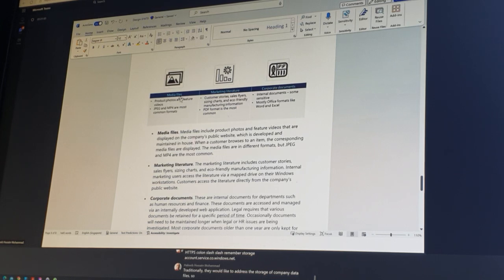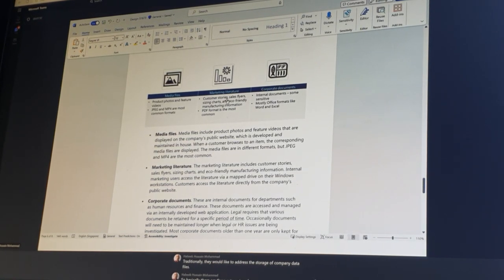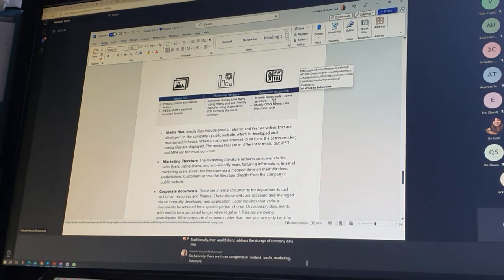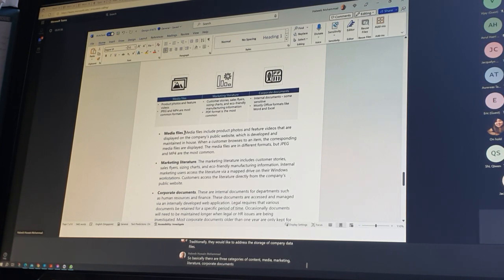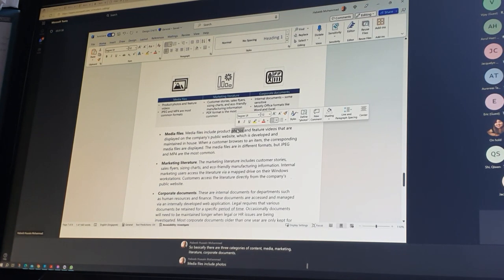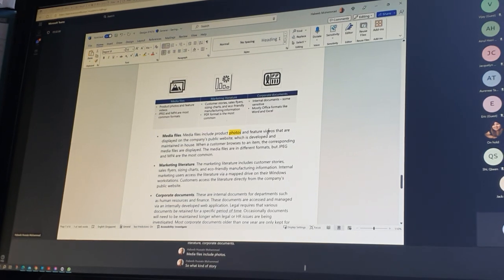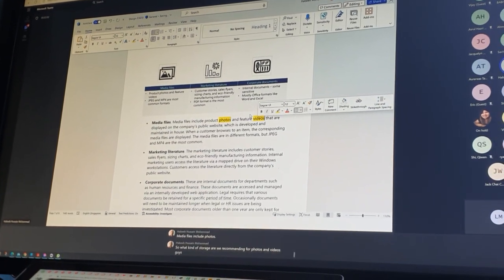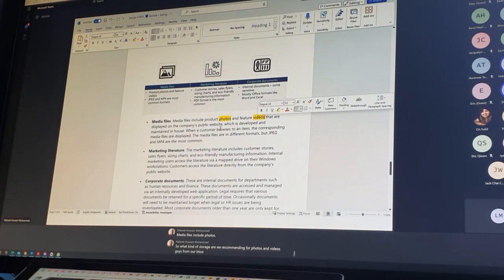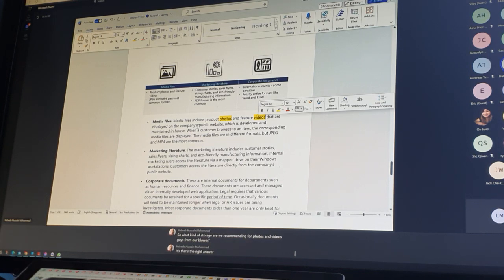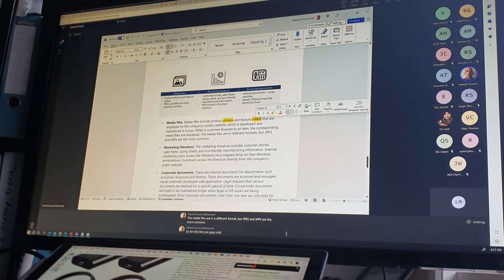So basically, there are three categories of content: media, marketing literature, corporate documents. Media files include photos. Now, what kind of storage are we recommending for photos and videos, guys? From our block storage. That's the right answer. They are displayed in the company's website, which is developed and maintained in-house. When a customer browses to an item, the corresponding media files are displayed. The media files are in different formats, but JPEG and MP4 are the most common. So for this, like you guys said, I can consider blob storage.